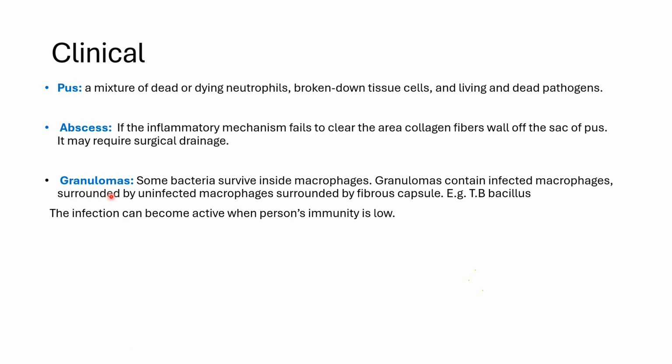Then there is another term, granulomas. Some bacteria survive inside the macrophages. So when macrophages engulf those bacteria, the macrophages are unable to kill them. So what happens then? A granuloma forms. Those infected macrophages are surrounded by healthy macrophages, and then there is a fibrous capsule. Tuberculosis bacillus has a habit of doing this, and the danger is that when that person's immunity is low, these granulomas can become active and cause problems.